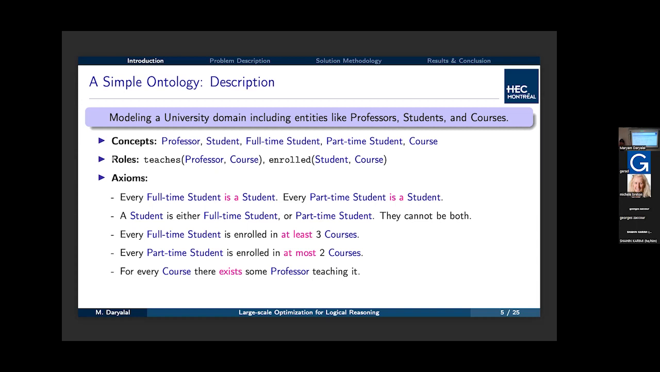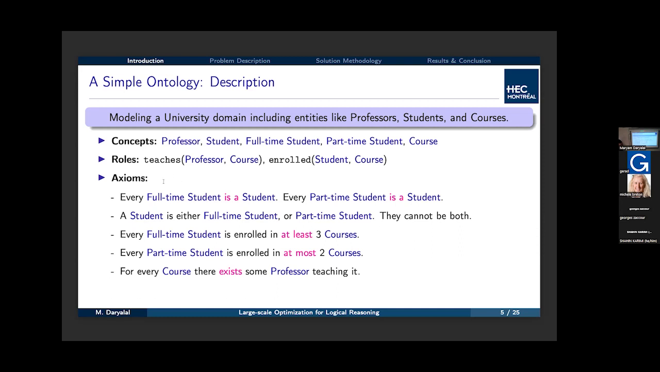So in an ontology, first, we have concepts. Second, we have roles. Roles or relationships are functions that relate our concepts together. So we have functions like teaches, professor, course. This tells us that the domain of this function teaches is professor, and the range of this function is course. This is the standard way of writing it. Another function that I'm defining here is enrolled. The domain of this function, enrolled, is student, and the range is course.